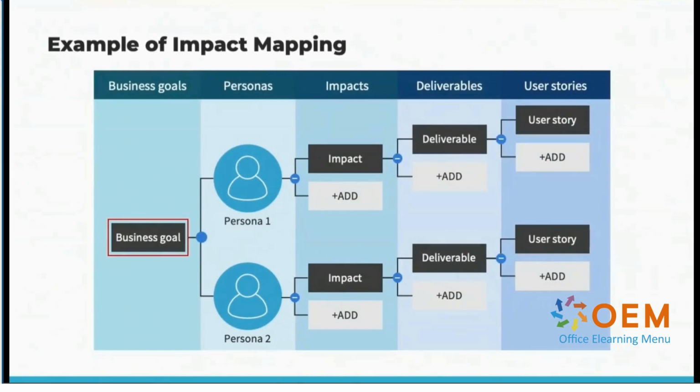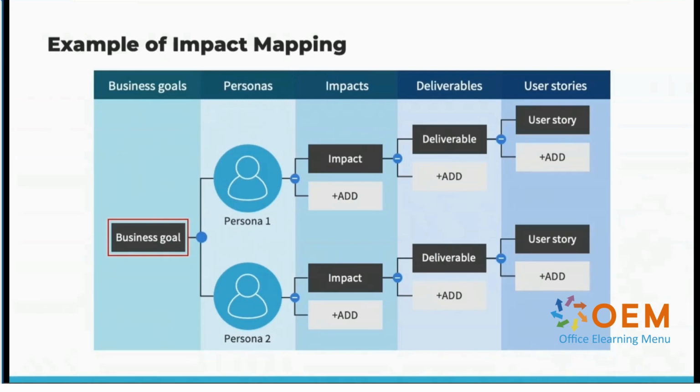Now let's look at exactly what goes into an impact map. This is an example of an impact map layout. It starts at the left with your business goals for your product or project. It's important that these goals be specific, because to break down specific features or user stories, we need to start with specific goals. Next, we define personas.